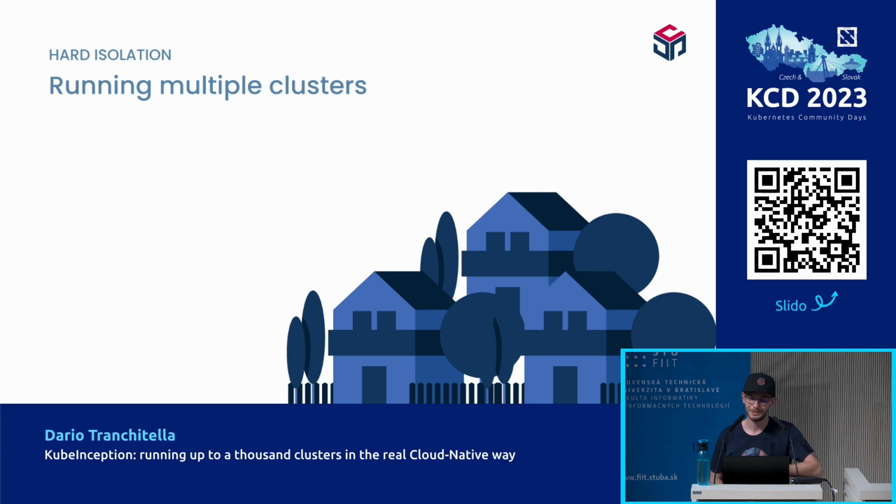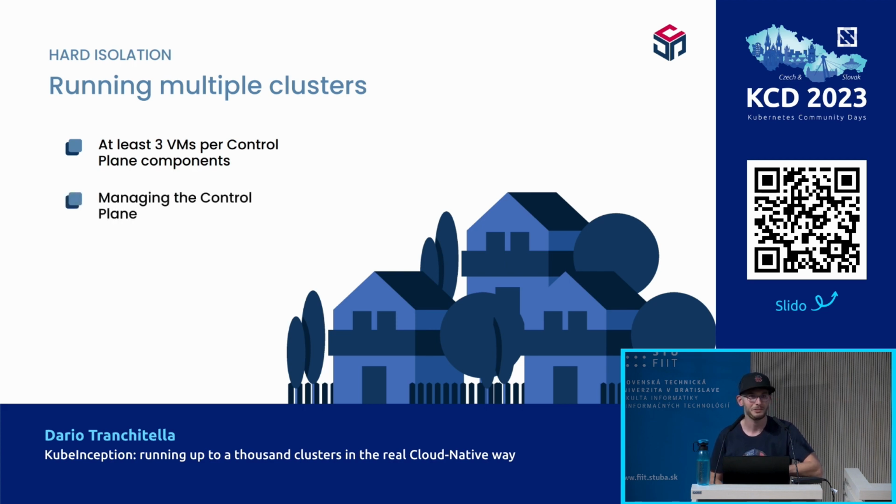But let's try to understand how running multiple clusters works. As I said before, we are running at least 3 virtual machines, because we have etcd, which is based on the Raft algorithm. And obviously, there are no free lunches, so we have to manage those control planes. What does manage mean? We have to rotate the CA, which happens every 10 years, but you have to take care of that, but also of the certificates.